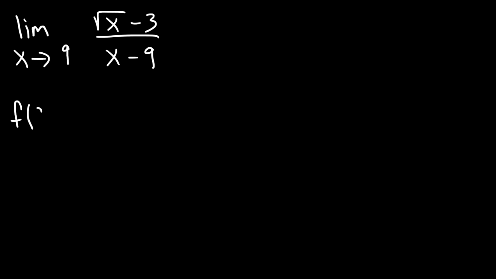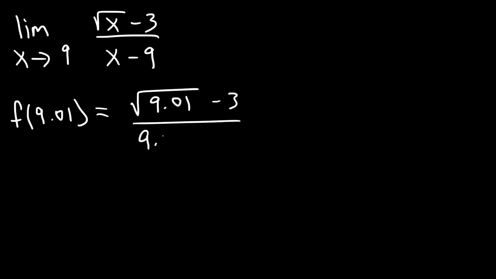Let's try one more problem. Evaluate the limit as x approaches 9, given the function square root x minus 3 over x minus 9. Now, if you're not sure what to do, and if you have a multiple choice test, you could find the value of f of 9.01. So that's close to 9. So let's see what this is equal to.